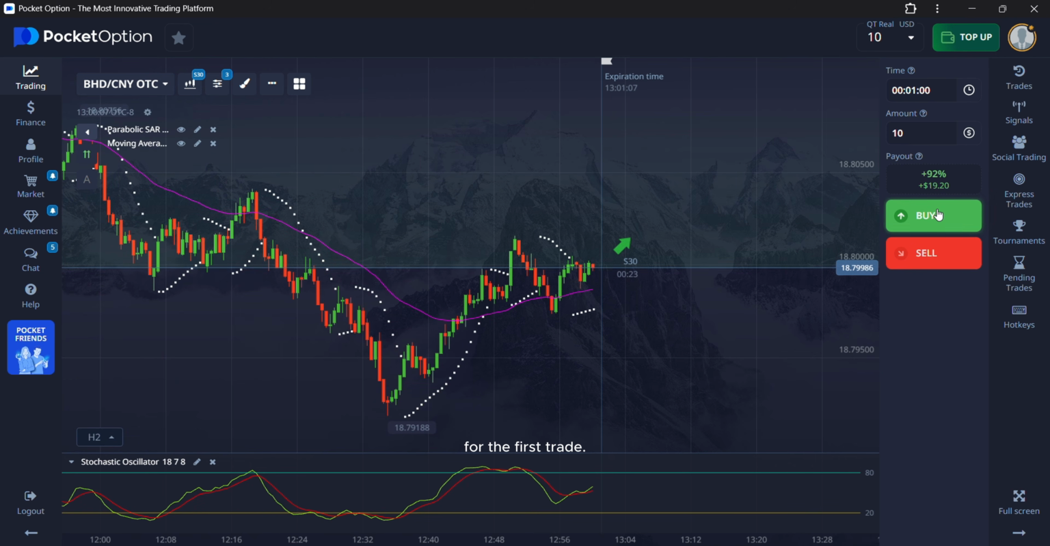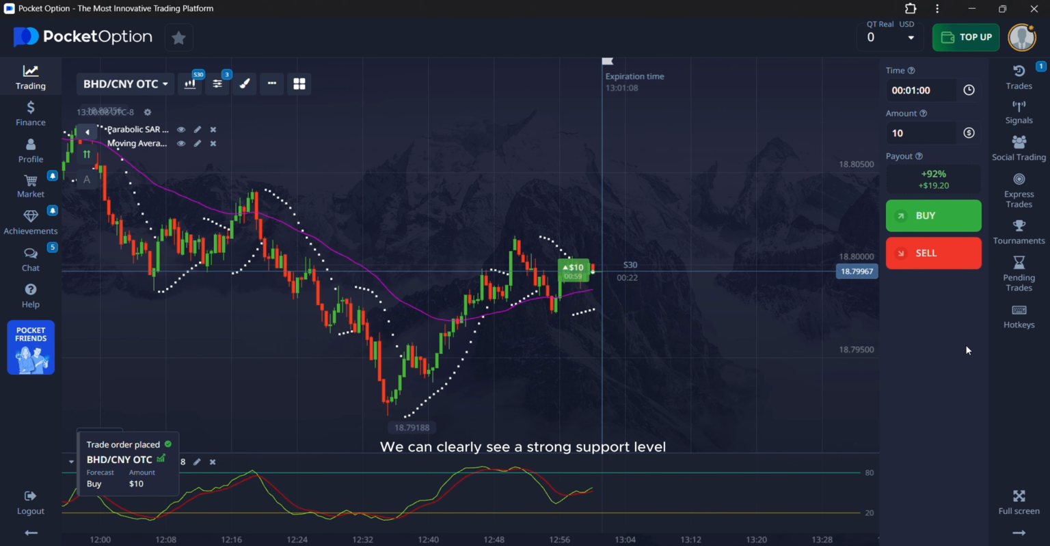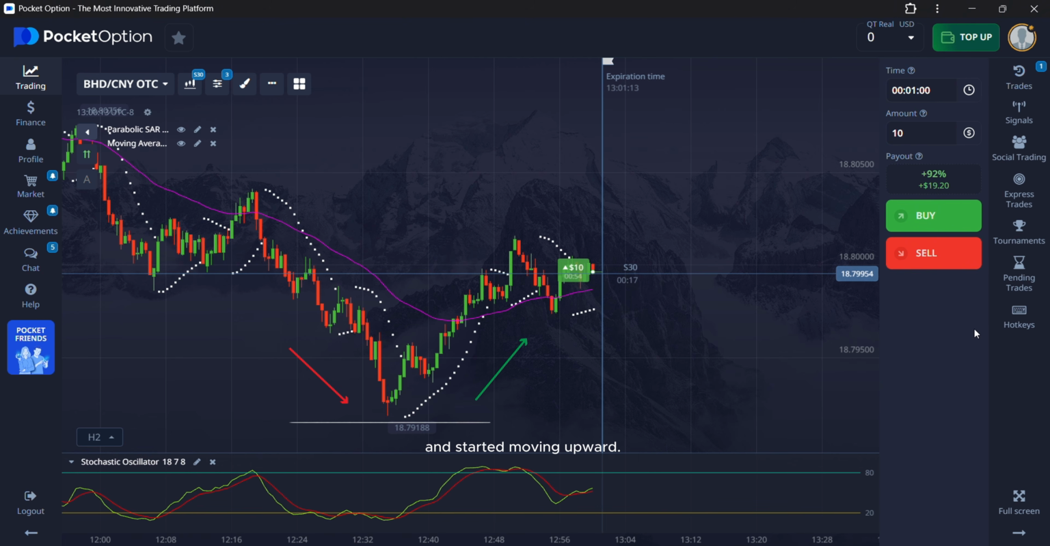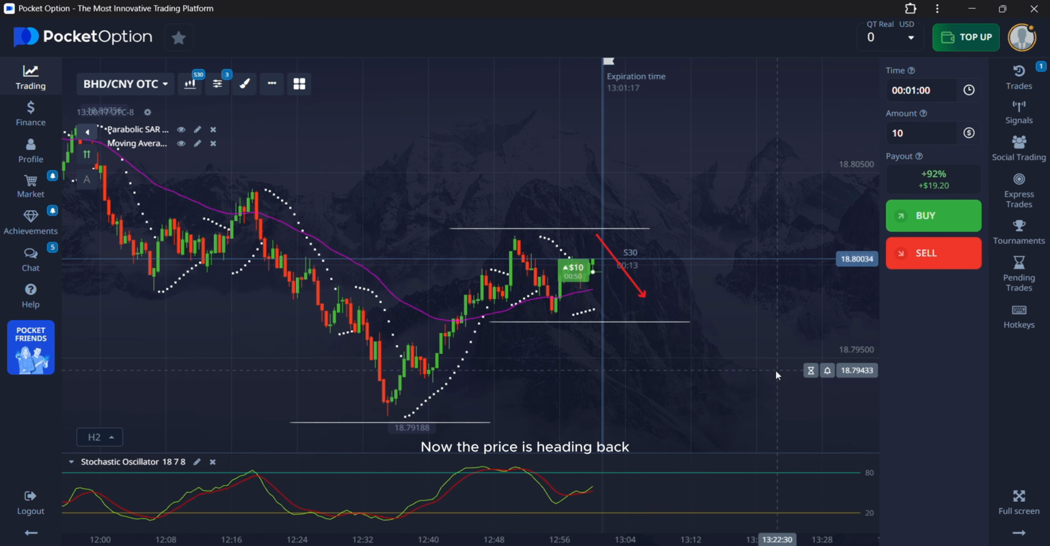I see a signal for the first trade. We can clearly see a strong support level. The price bounced off it and started moving upward. Then it faced a resistance level, which caused a pullback. Now the price is heading back toward that resistance.